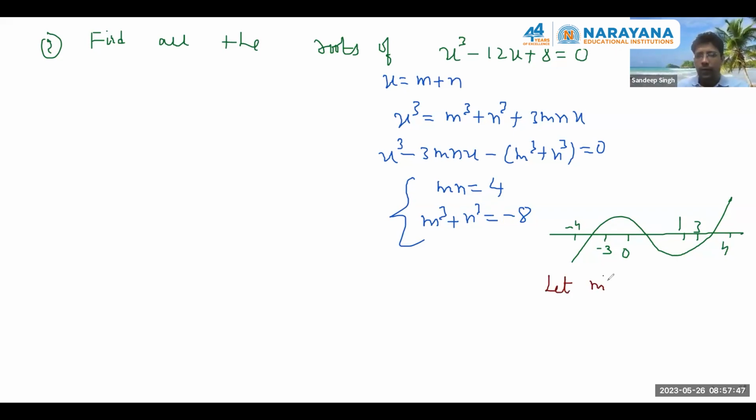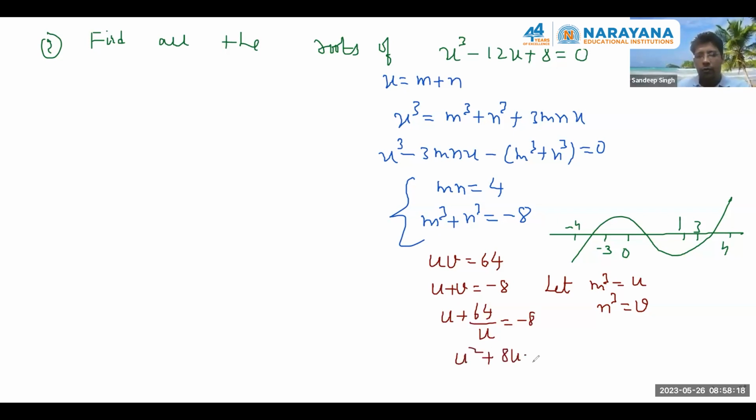So let me take m cube equal to u and n cube equal to v. So what is the first equation? If I cube it, then uv is 64 from the first equation, and u plus v is how much? So this is a simple form, u plus v equal to minus 8. So can we obtain u and v? Yes. So u plus 64 by u is minus 8. So tell me what is the value of u. Like that you will be able to solve any cubic.